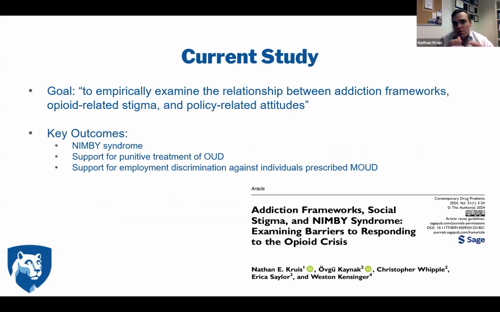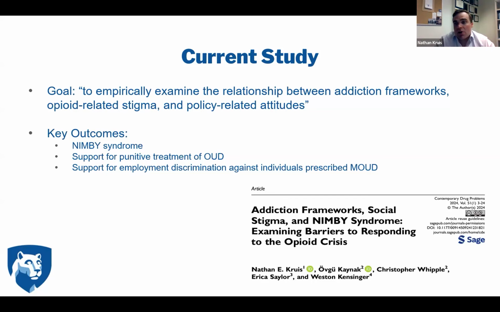So building on this research, this paper, published in Contemporary Drug Problems, looked at the empirical relationship between addiction frameworks, opioid-related stigma, and policy-related attitudes. By addiction frameworks, we mean one's belief about addiction. Do you see it as a moral failing, or do you see it as a medical issue? We wanted to see how that predicts opioid-related stigma, which in turn can influence different policy-related attitudes or responses to the opioid crisis.